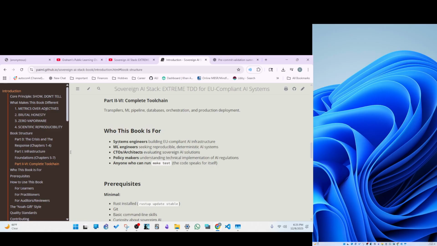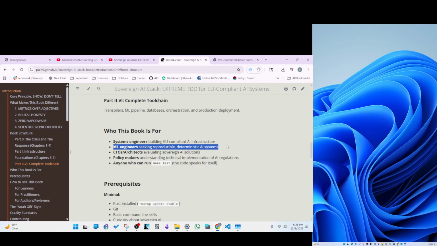Who this book is for: systems engineers building EU compliant AI infrastructure. This is something I would very much like to do. It's also for ML engineers seeking reproducible, deterministic AI systems. This also very much applies to me. CTOs and architects evaluating sovereign AI solutions. That applies to me as well. I am an architect evaluating sovereign AI solutions. I'd like to be a CTO or something like that, or have a company that uses this, but I need customers.